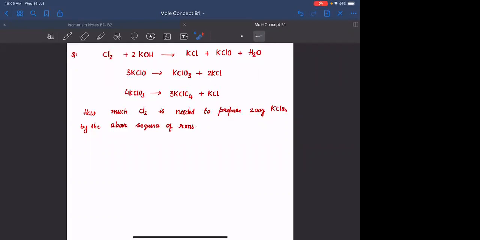You need to form how much amount of KClO4? 200 grams. For that, you need to start with how much amount of Cl2. That is the question. You are not directly forming KClO4 from Cl2. You are indirectly forming it. From Cl2, KClO forms, from KClO, KClO3 will form, from KClO3, KClO4 will form. Try to do the analysis. You all understand, I will explain. Everyone, please put your video on. Do the analysis and tell me the mass of Cl2 required.